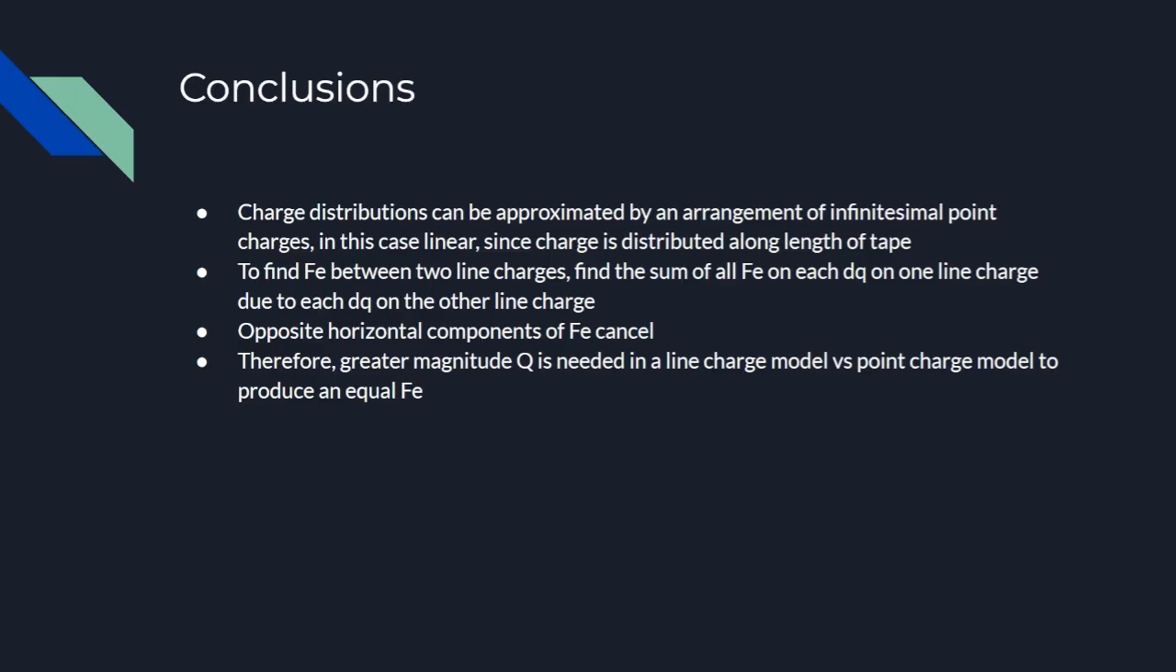Opposite horizontal components of electric force cancel, therefore a greater magnitude Q is needed in a line charge model versus a point charge model to produce the same electric force.